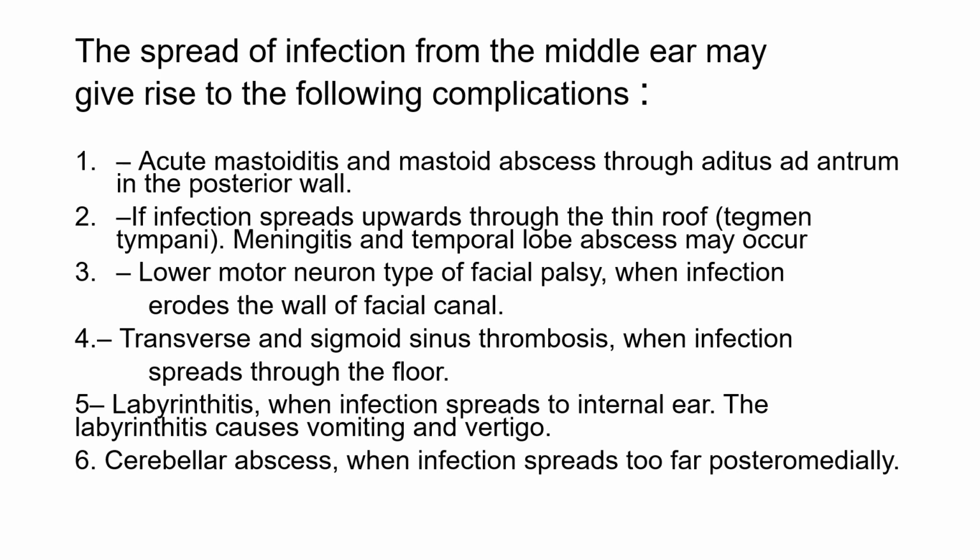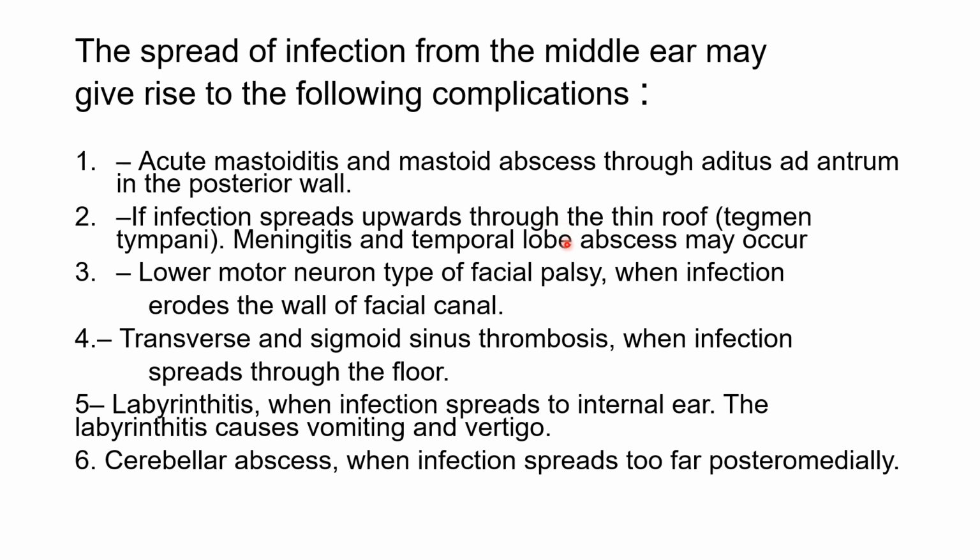Now, still if the patient is not treated, then what will happen? There will be certain complications. There can be acute mastoiditis, mastoid abscess. So the infection will spread to the mastoid antrum. Then it will spread through the thin roof. The thin roof is called the tegmen tympani of the middle ear. So, the thin roof of the middle ear. This infection will spread to the meninges and temporal lobe.